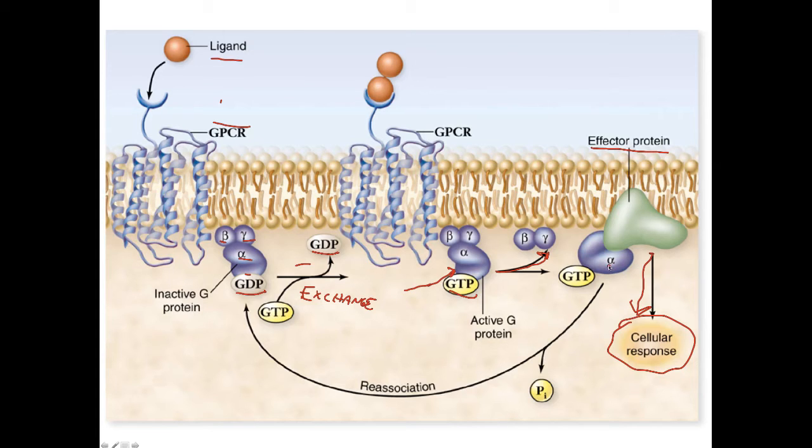And the alpha subunit actually has the catalytic activity to dephosphorylate GTP, to hydrolyze GTP back to GDP. So the alpha subunit of the G protein will hydrolyze GTP, releasing inorganic phosphate, and then what will remain is GDP. And in that state, the alpha subunit reassociates with the beta and gamma subunits, which were previously free, so as to form an inactive G protein.